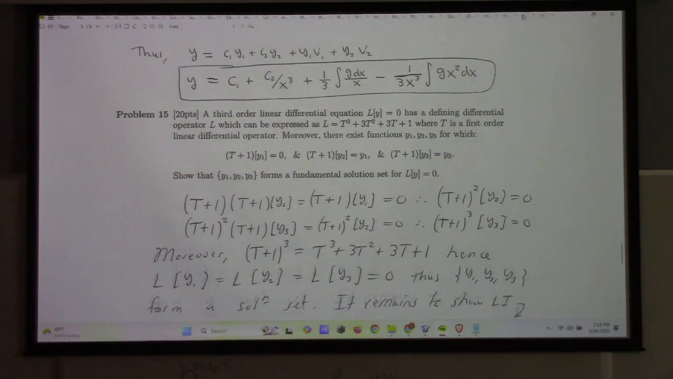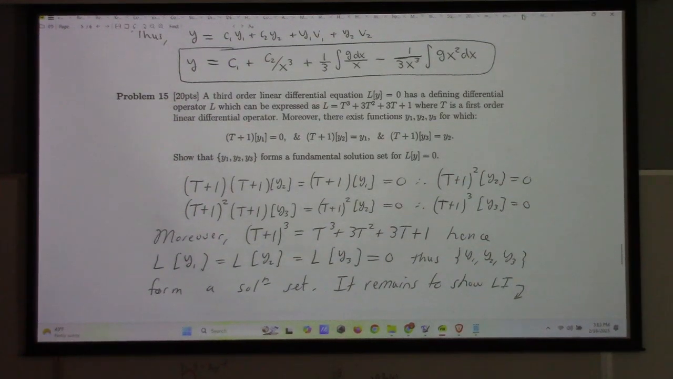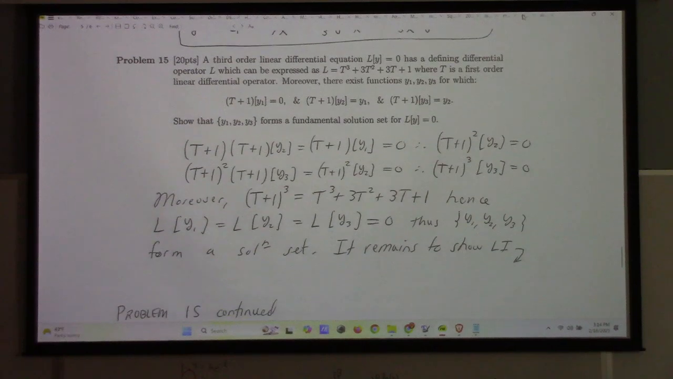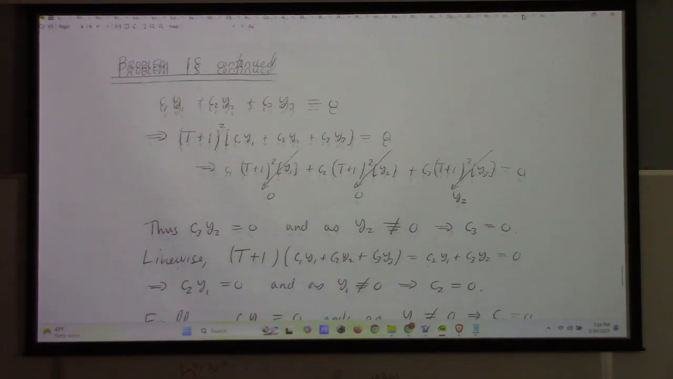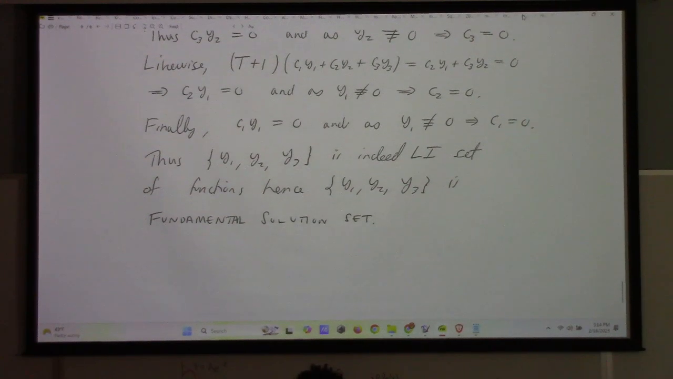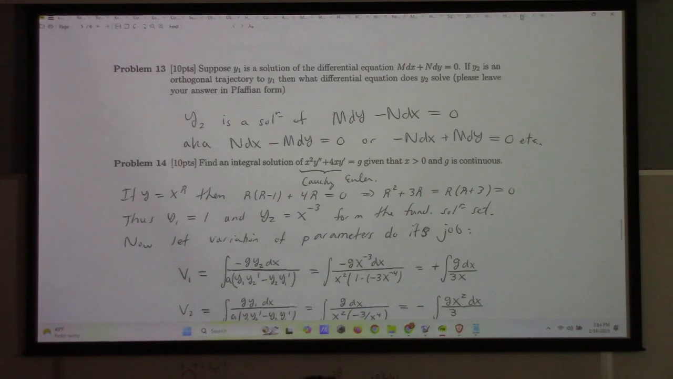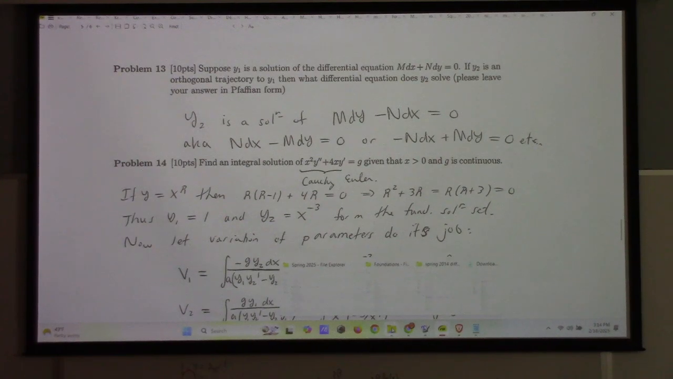Ooh, what's this? Interesting. A third order linear differential equation defining. Show that. Interesting. This must have been my bonus problem. Yep, definitely. Of course, now that I've shown you it, I can't use it again. Probably. But where was I?